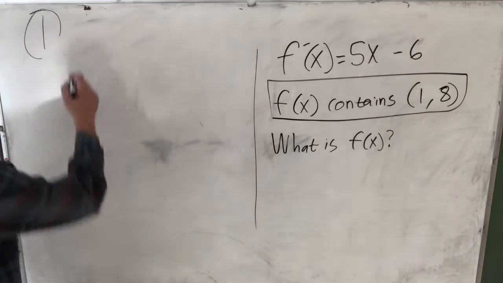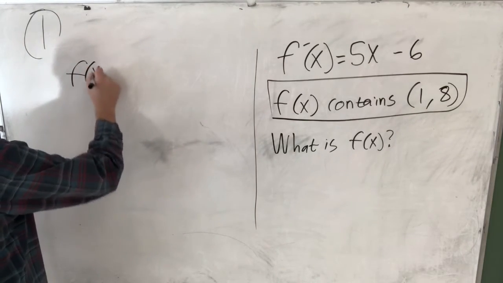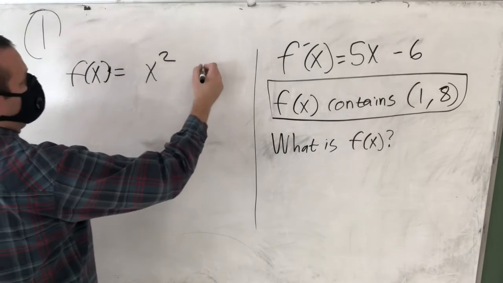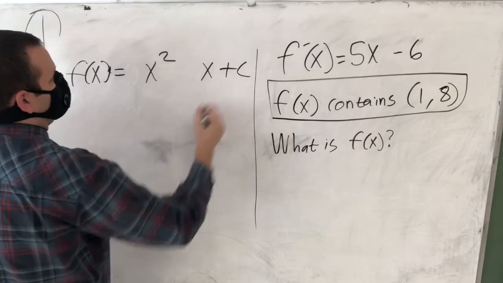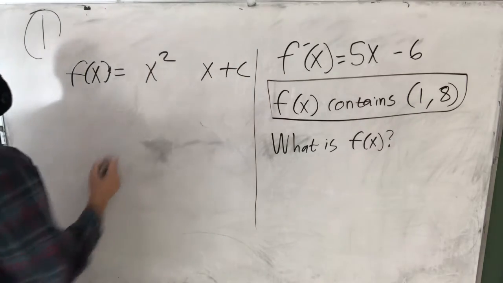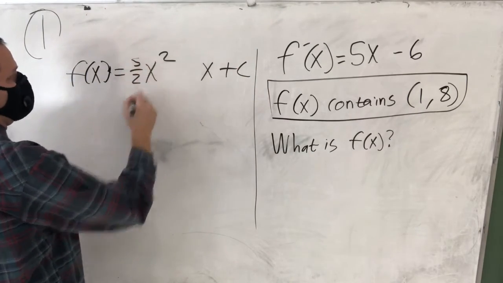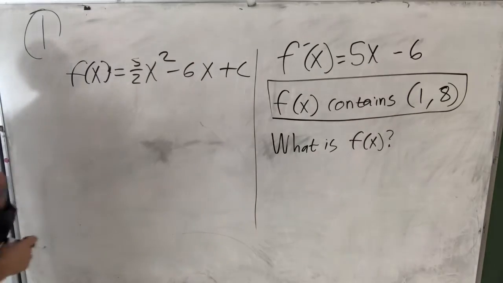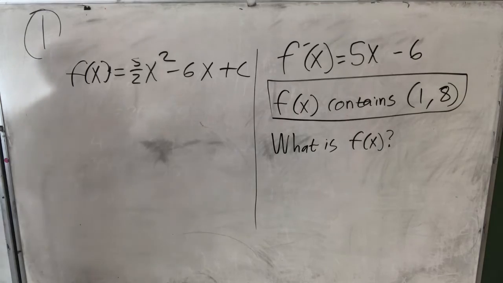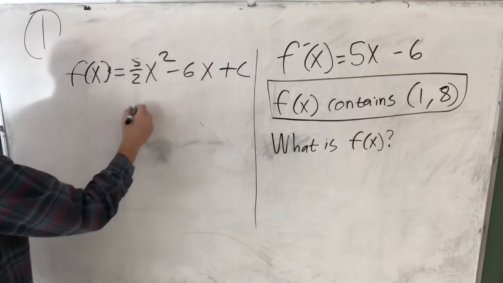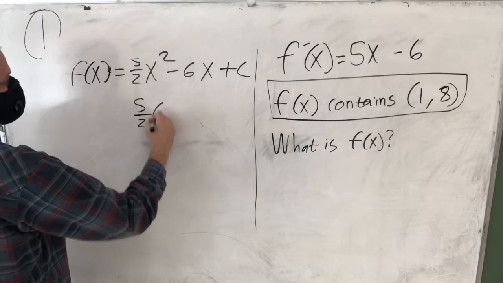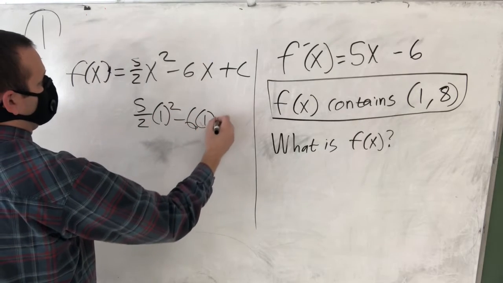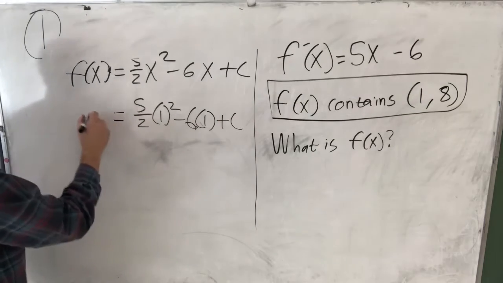Well, let's start by integrating to get f of x. Let's see here, we're going to get an x squared, an x, and a plus c. Let's see, 2 times what is 5? Ooh, 5 halves. 1 times what is negative 6? Negative 6. Well, let's go through, let's plug in that 1, 8. So we've got 5 halves times 1 squared minus 6 times 1 plus c equals 8.